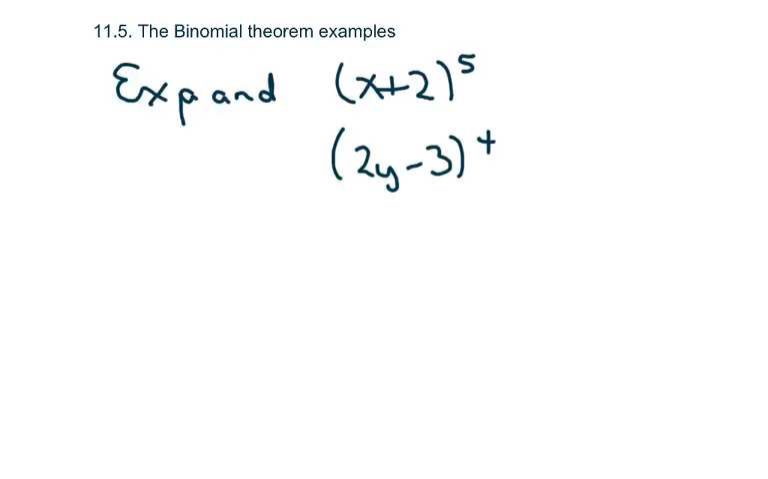11.5 is the last section of this chapter. It's the binomial theorem with examples. You should have watched the preliminaries first before we start on this.